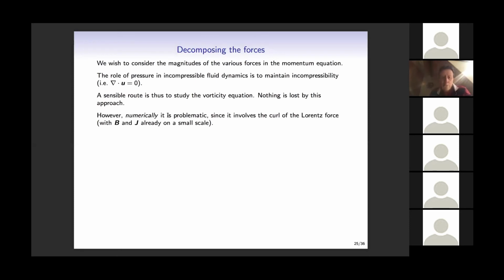mathematically. However, numerically, it's a pain because, as we've seen, we've got these small scale fields, and you have to take the curl of the Lorentz force. And so you have to take the curl of J cross B, and you've already used all your resolution to get J. And if you curl again, you're in trouble, okay? Because the curl operator spectrally, for example, involves multiplication by a very high wave number, and so that's not a very numerically accurate thing to do. That's what we tried doing first of all, and realized that that wasn't so sensible.